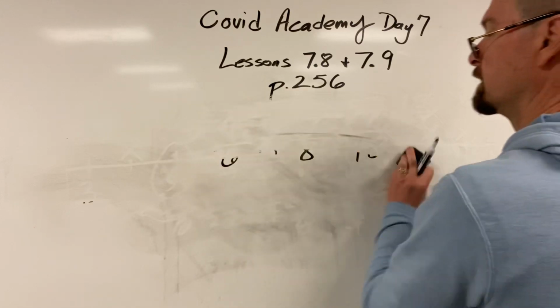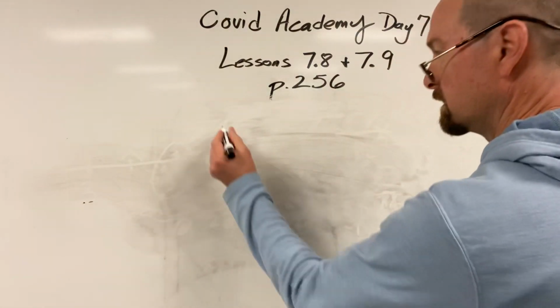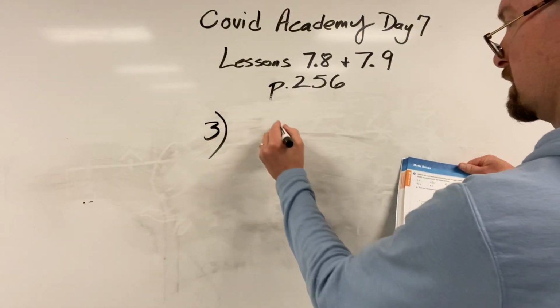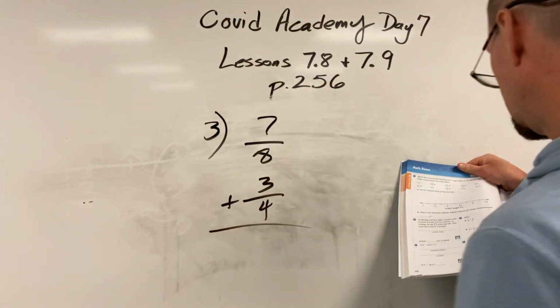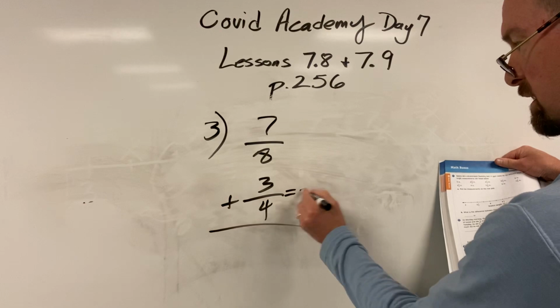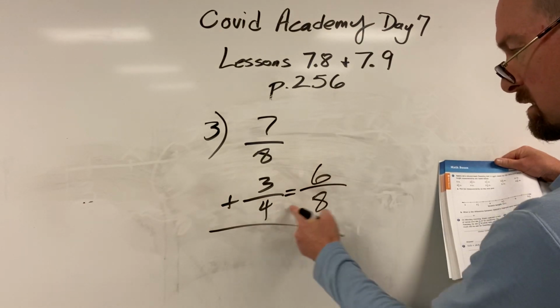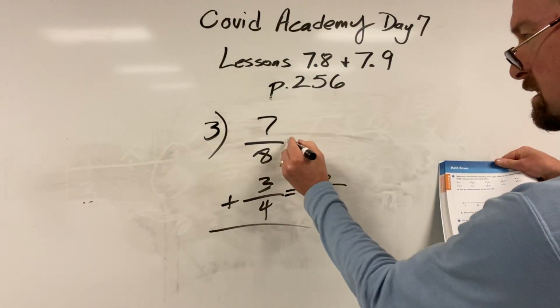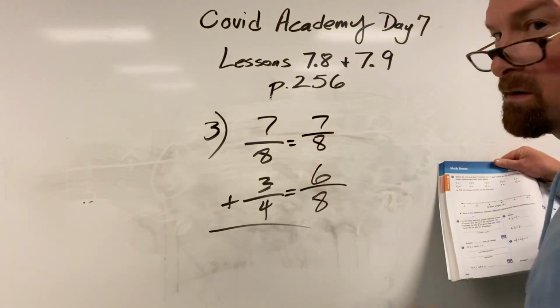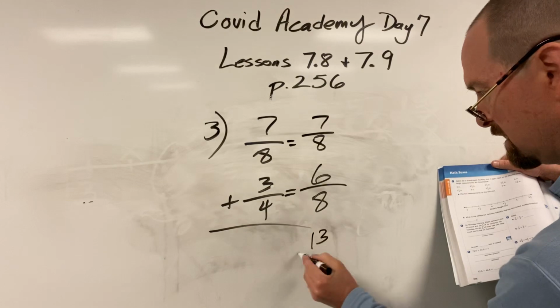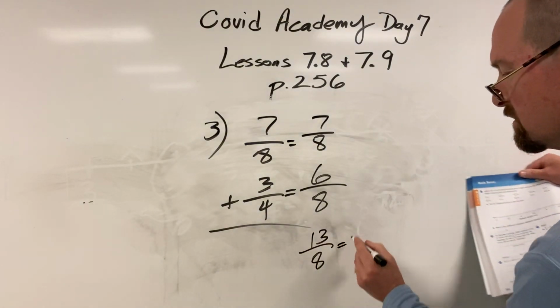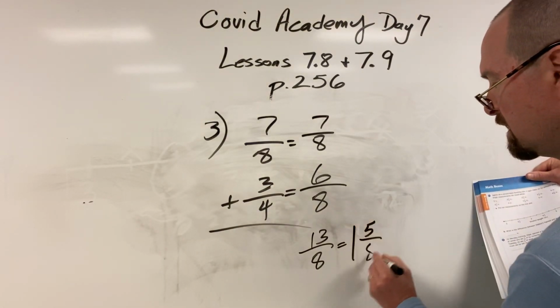Let's do number 3. All right, 3. These pretty straight up here. 7/8. I'm gonna stack them up like this because that's just the way I roll. 7/8 plus 3/4. Let's make this into eighths. That's gonna be times 2 is 6/8. And notice he's rewriting the problem there. 7/8 plus 6/8 is 13/8, which best answer is 1 5/8.